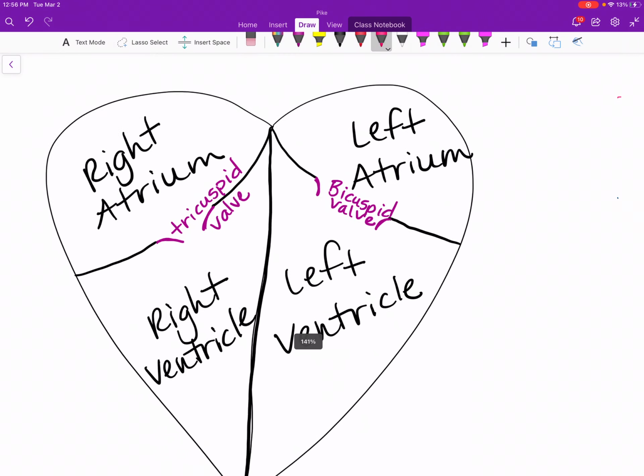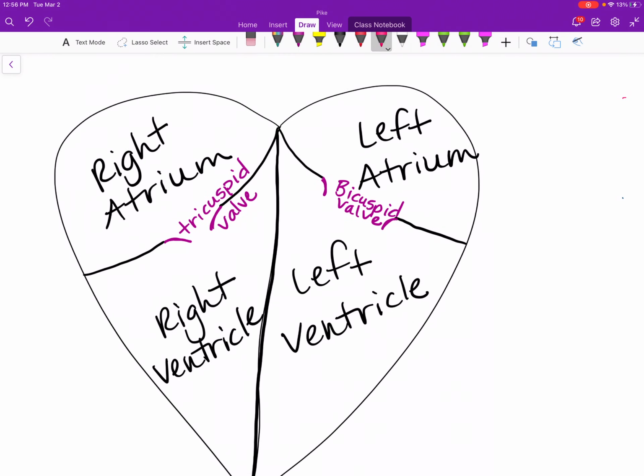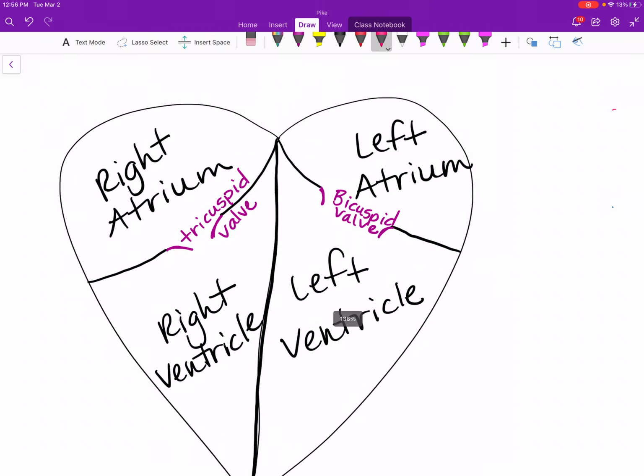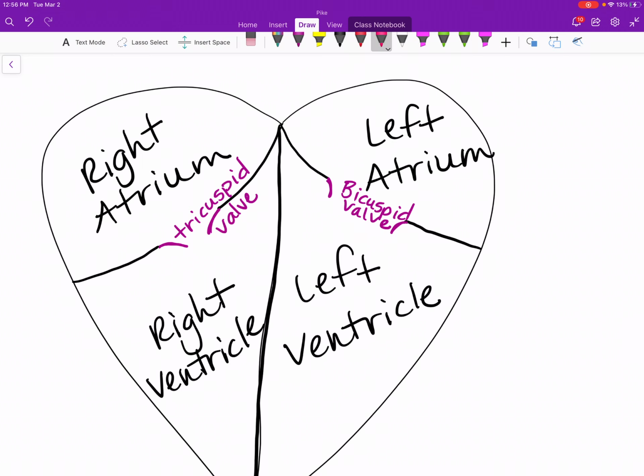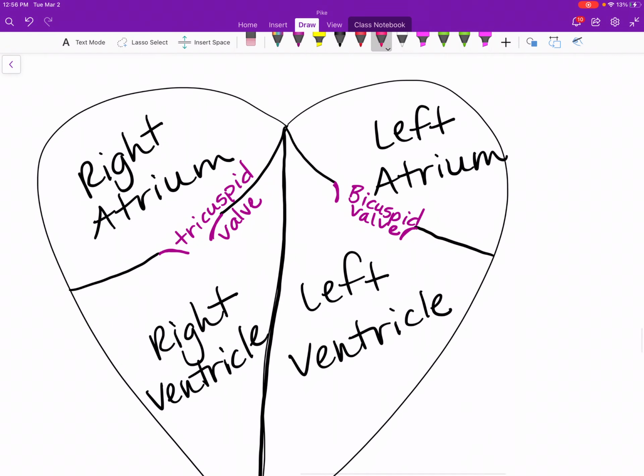On our associated vessels, I'm first going to do the pulmonary trunk, the artery that leads away from the right ventricle. The right atrium receives blood. The right ventricle is what discharges blood. So a valve is located in the right ventricle for blood to leave the heart. And there needs to be a valve so that it can open up and only let blood flow in one direction.